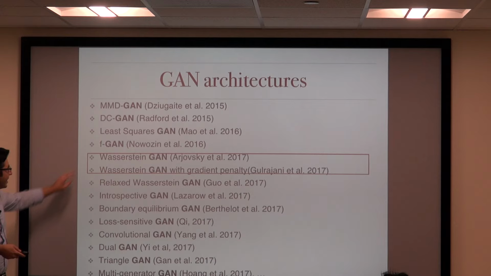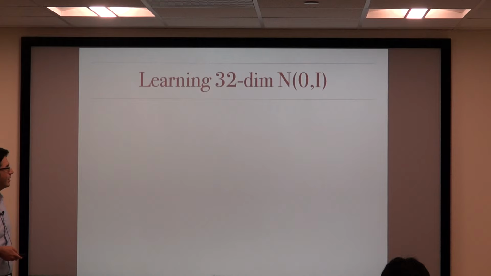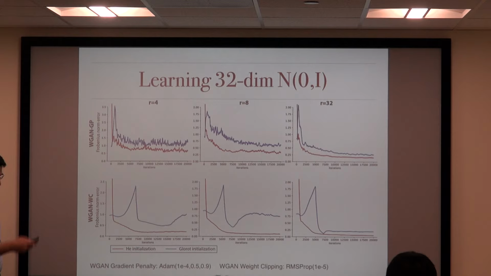I'm going to dive into the details of them, but let's say one of them is Wasserstein GAN, the other one is Wasserstein GAN with gradient penalty. And I generate data from a 32-dimensional normal distribution with identity covariance. I don't even put a complicated covariance matrix. And these are the performance results. Remember, R is the input dimension to the generator. And this is the error measure, Frobenius norm, between the estimated covariance and the covariance of the true data, which is the identity.